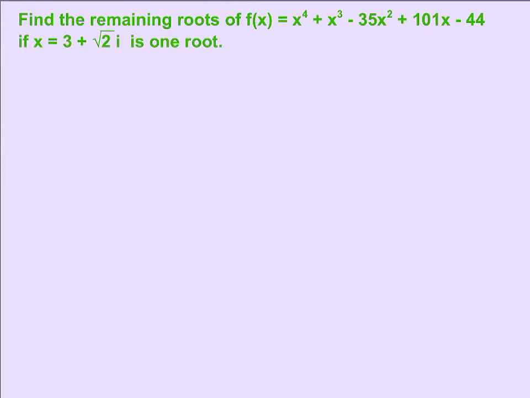Okay, in this video, we're going to use the long division from the last video to try something to make our job a little bit easier than what we had been doing so far. Okay, so here's a polynomial. We're going to find the roots of it. x to the fourth plus x cubed minus 35x squared plus 101x minus 44. And we're told x plus 3i is one root, which, remember, means that x minus 3i is also a root.